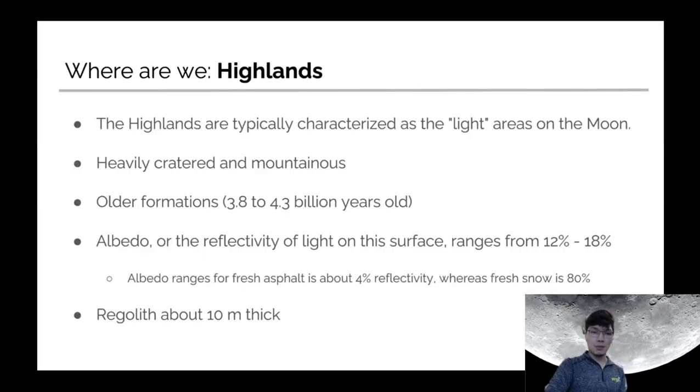In regards to the highlands, they are typically characterized as the light areas on the moon. They tend to be heavily cratered and mountainous. They are also older formations on the moon's surface, typically about 3.8 to 4.3 billion years old. Their albedo, or reflectivity of light, tends to range from 12% to 18%. And just so you guys are aware, the albedo for fresh asphalt is about 4% reflectivity, whereas the albedo for fresh snow is about 80%. And the regolith in the highlands tends to be about 10 meters thick.